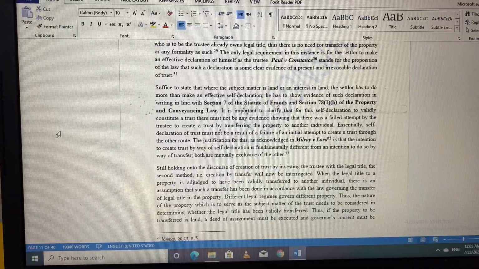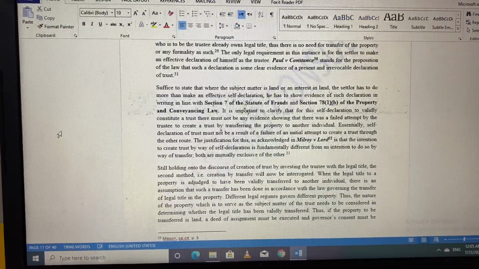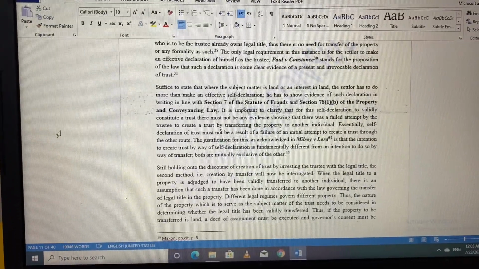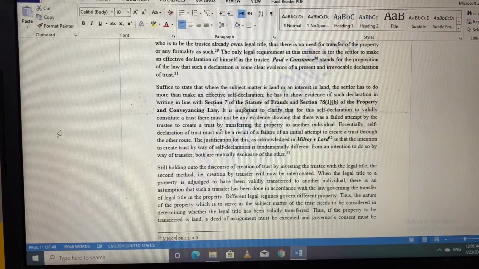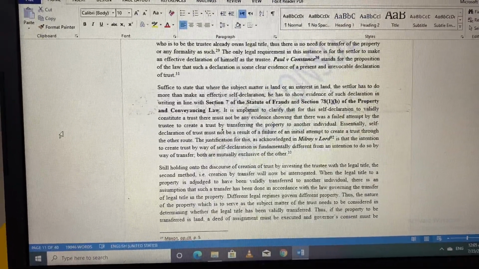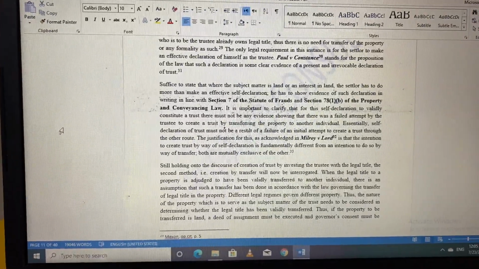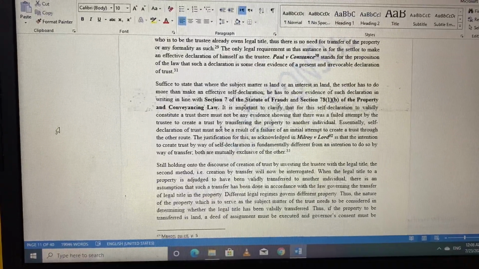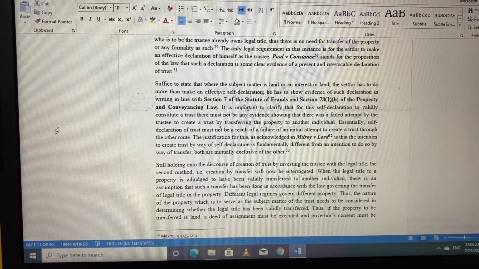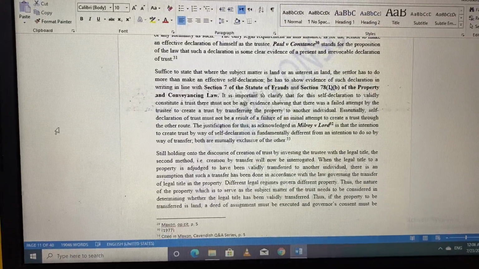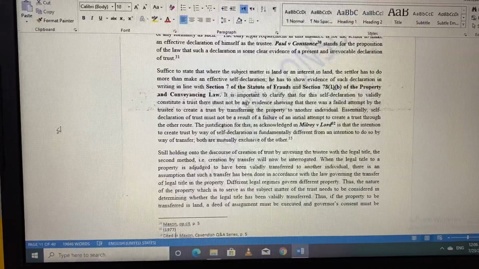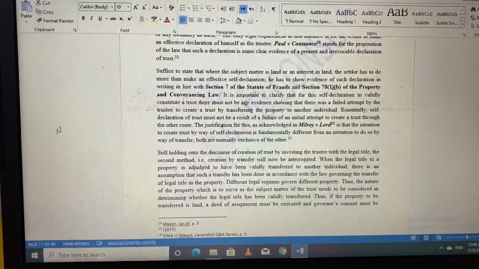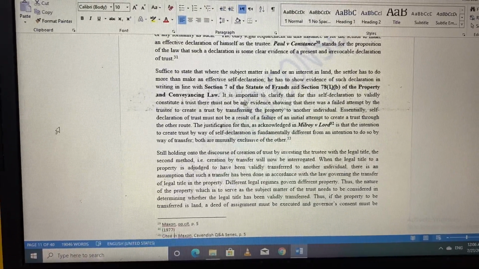And still on the discourse of creation of trust, but to the second method instead, that is where you're transferring the property to another individual. Now, this is an aspect that produces much bewilderment, so to say, because it may become confusing and somewhat complex. And the reason for this is not far-fetched. Of course, now the original owner, the person that used to have the legal title, is now to transfer it to another individual.